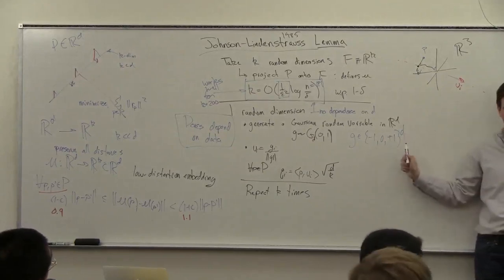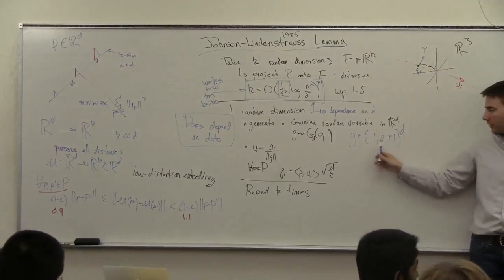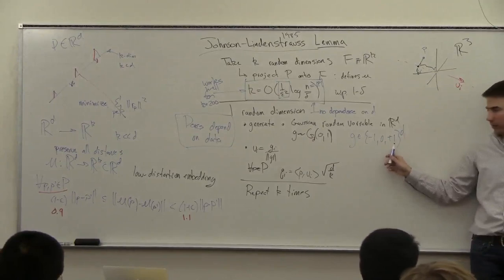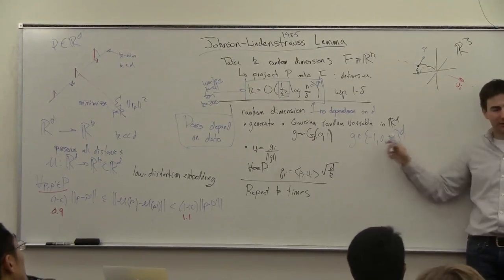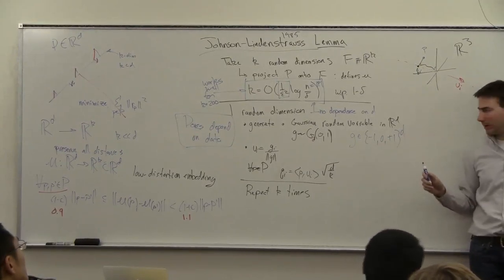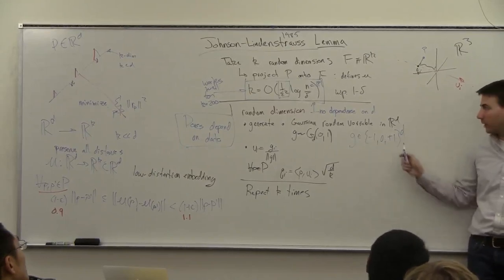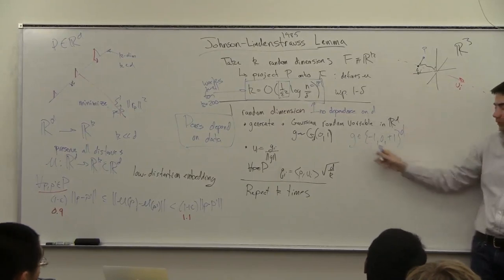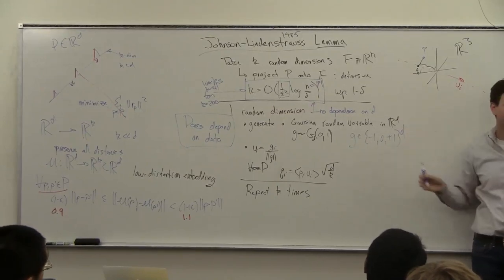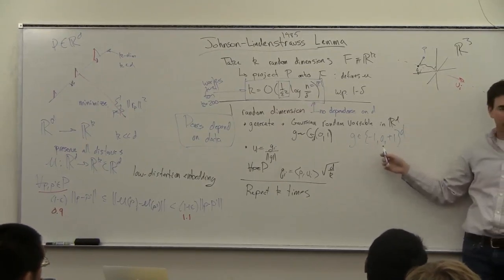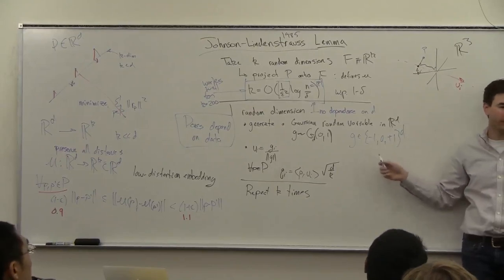It's a D-dimensional vector where each element is -1, 0, or +1 at random. You can actually do this, and the result still works. This was kind of a cool surprise that came out. This was in 85, and then 10 years ago, someone said, oh, you can just do this. And this can work maybe a factor of 2 or 3 faster.